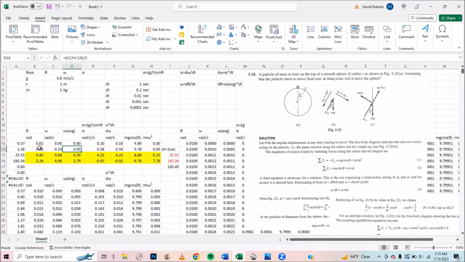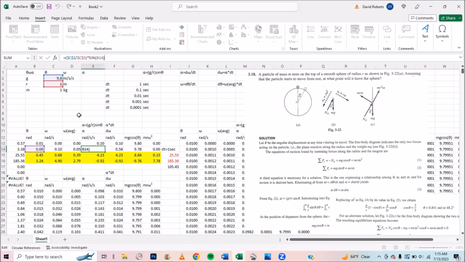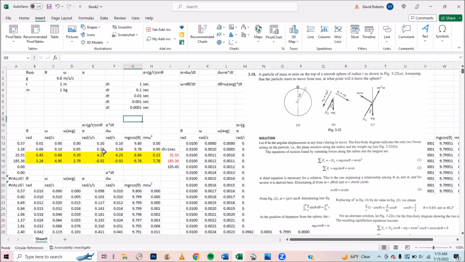Our radian goes from 0.01 plus 0.05, so it goes to 0.06. So this is our equation here. We start with 0.01, and then we add our average velocity times our change in time, and we get this change in radians. Booyah. Since we got a new radian, we got a new acceleration. Booyah. So you type this in, and our new acceleration is 0.58.